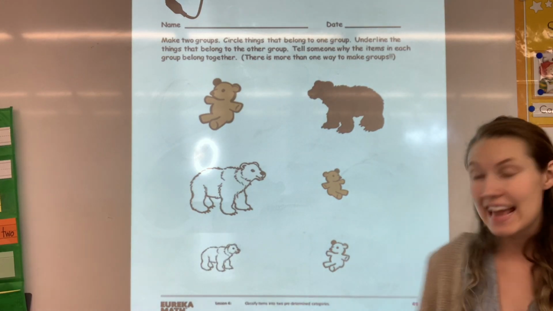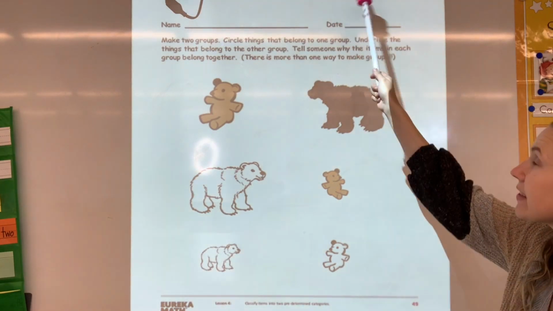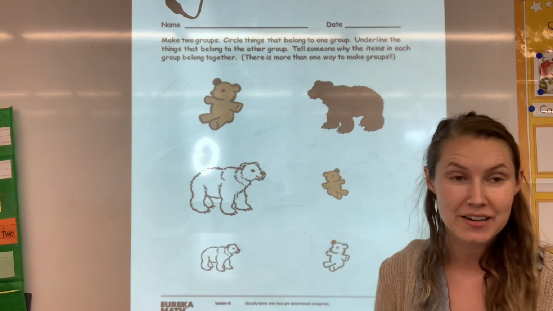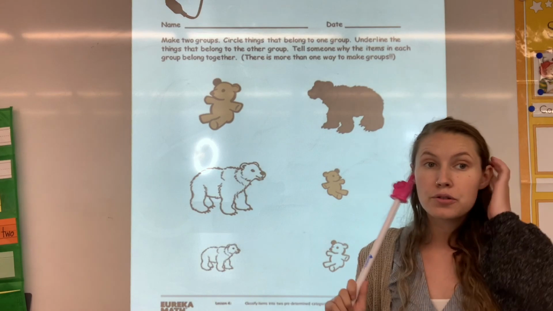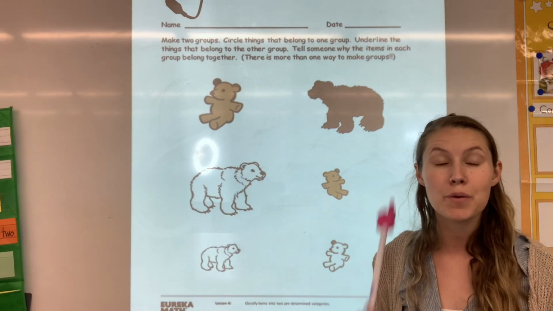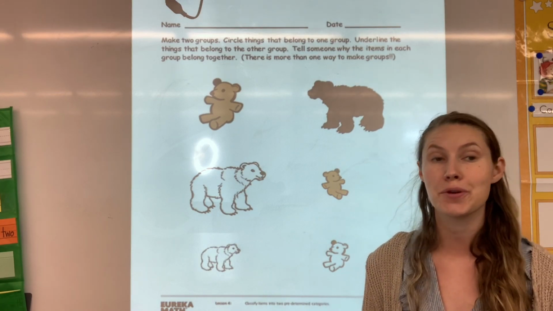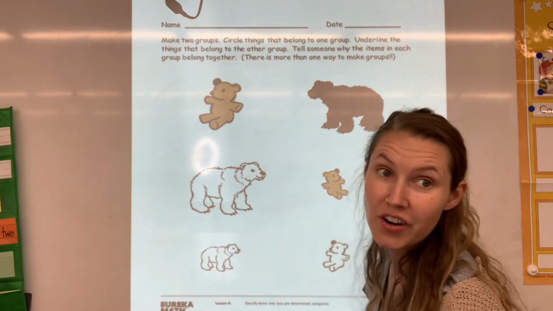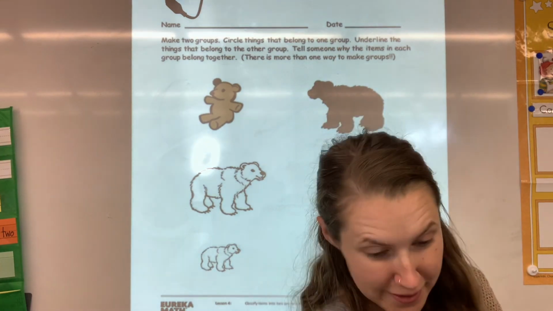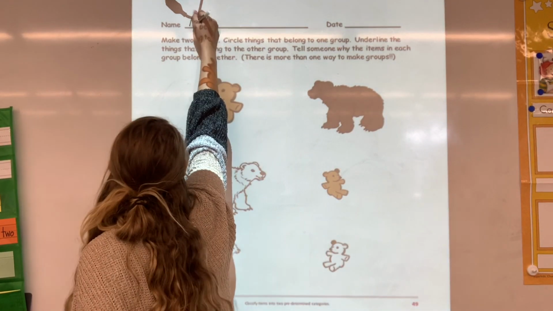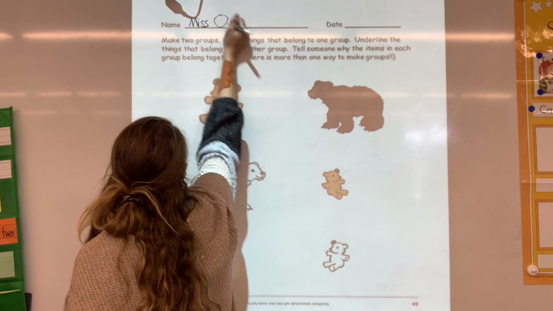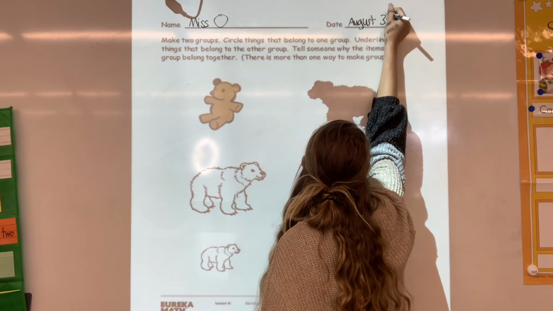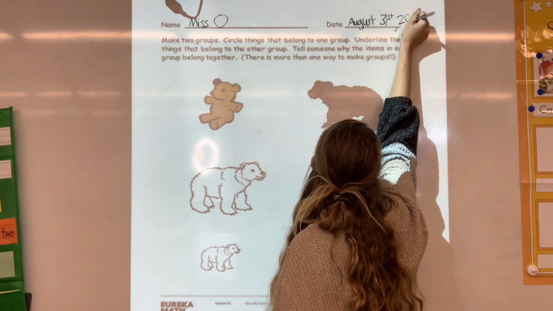Okay, so the next page, it's called Lesson 4 Homework, is going to be your homework for today, what you're going to do by yourself. Now, listen closely to the directions to hear how you're going to be organizing things into groups. Let's write our name at the top. I almost forgot. We always have to add our name at the top. Miss O. And the date, August 31st, 2020.